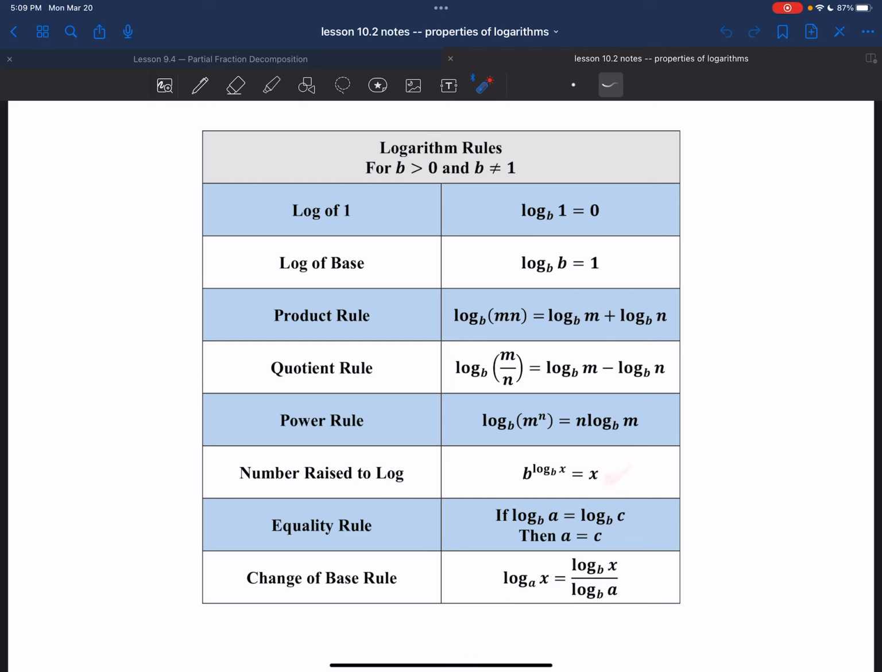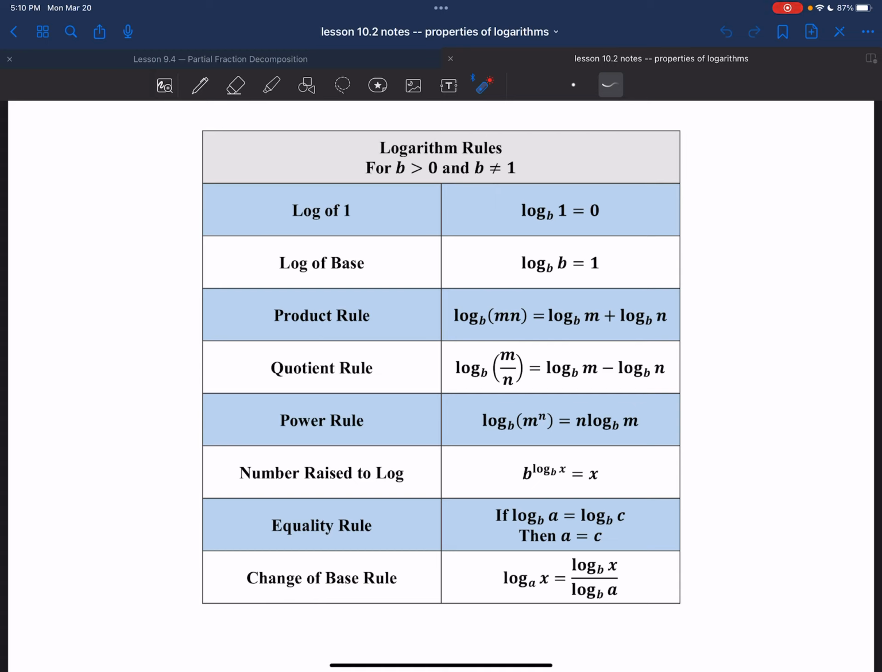So, easy. True. The equality rule just says that if two logarithms are equal, and they have the same base, then the arguments are equal. When I say argument, I mean the input into the logarithm. So if log base b of a equals log base b of c, then a and c have to be the same value.